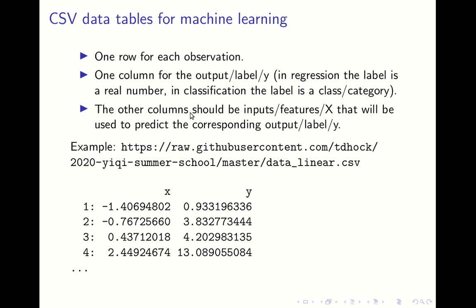And the other columns should be inputs, features X that will be used to predict the corresponding output label Y. In this example that we've seen before, there's only going to be one column with the X variable, because we're just using one input to predict the corresponding output Y. Here I give an example with a link to the data set that we used to make the linear pattern in the previous figure.